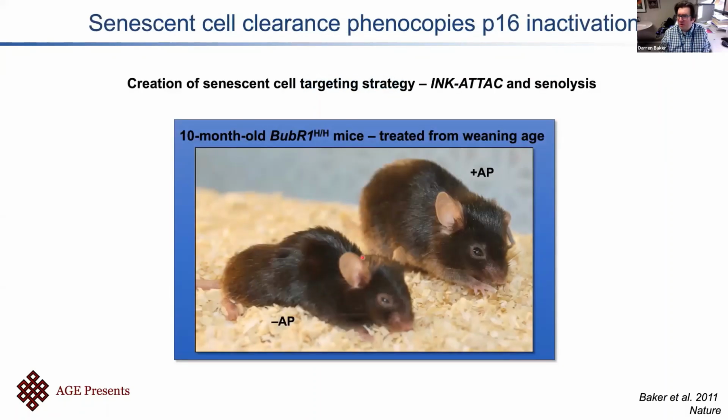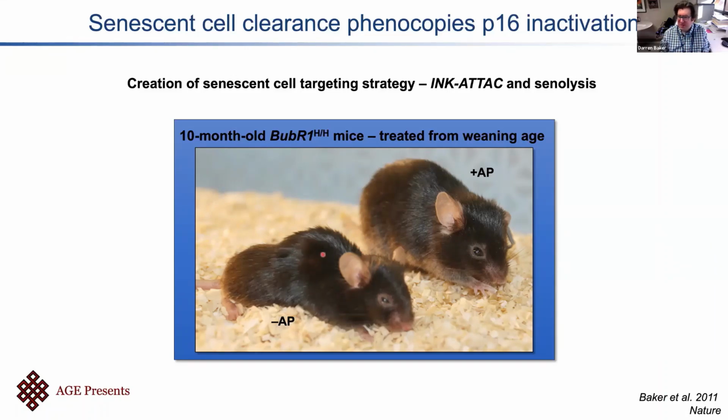That was essentially the concept that we developed and designed and tested. And the first model that we tested this in was the BubR1 hypomorphic mouse. We're still working to try to understand molecularly why BubR1 hypomorphic mice develop senescent cells in the first place. But in this case, what we've seen is that we have animals where we treated them from weaning age on, starting after about 3 to 4 weeks of age in a BubR1 hypomorphic mouse. This mouse has been receiving vehicle until 10 months of age.